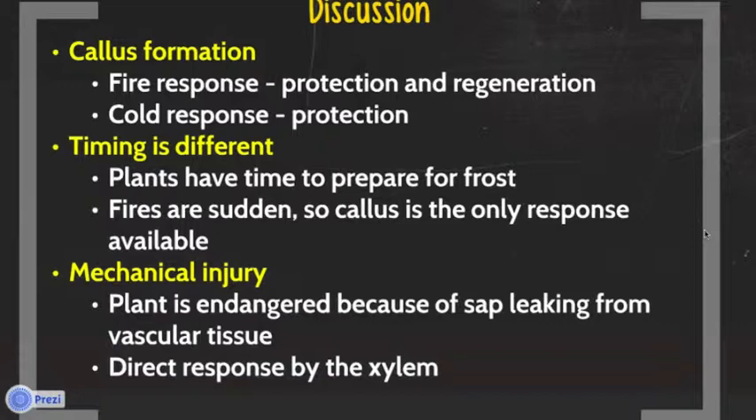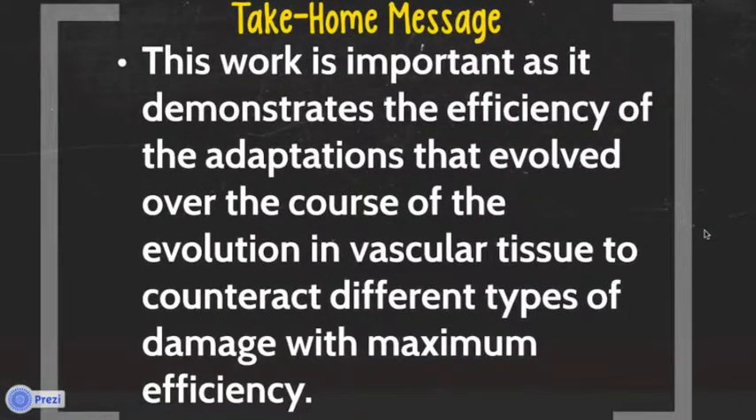The most important tissue in the plants, the vascular tissue, has evolved to counteract different types of damage in the most efficient way possible. Trees damaged by fire minimize their energy expenditure by using the same structure for protection and regeneration. As the weather gets colder, plants utilize all the resources available to prepare for frost. And finally, minimum time and energy are wasted after mechanical damage. Vascular tissue responds directly. This work is important as it demonstrates the efficiency of the adaptations that evolved over the course of the evolution in vascular tissue to counteract different types of damage with maximum efficiency.